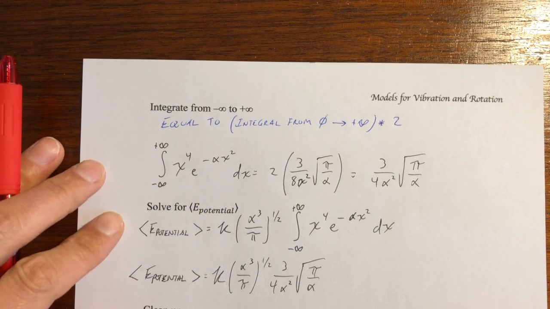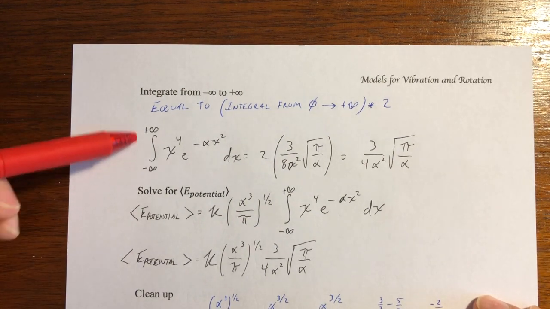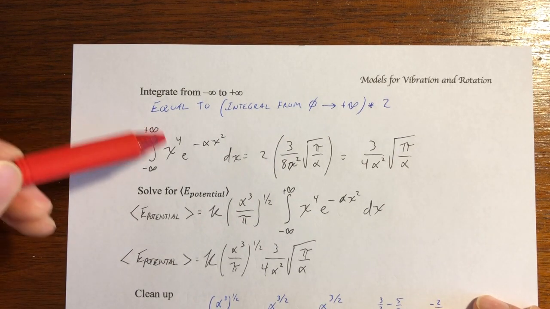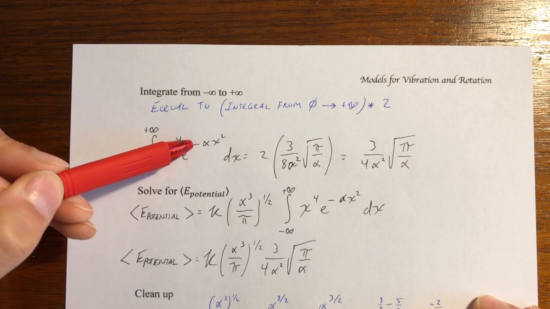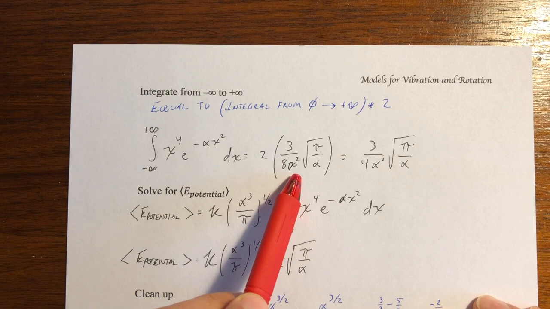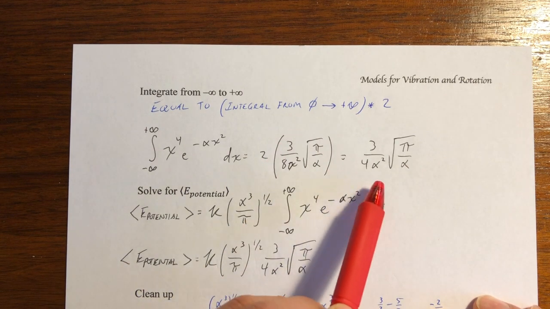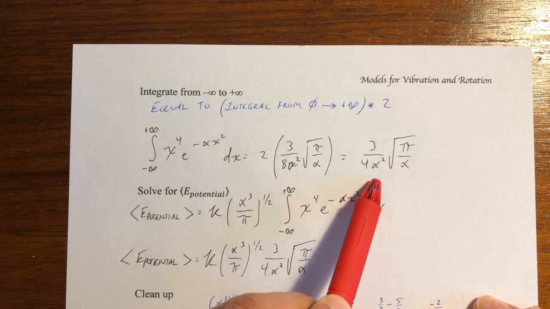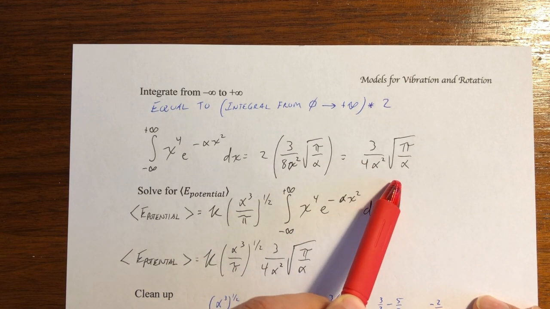So we take our integral from negative infinity to positive infinity of x to the 4th times e raised to the negative alpha x squared dx. That's going to be equal to 2 times our answer, which would simply be 3 over 4 alpha squared times root pi over alpha.